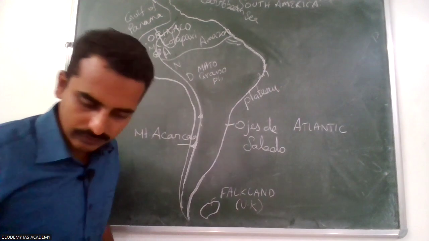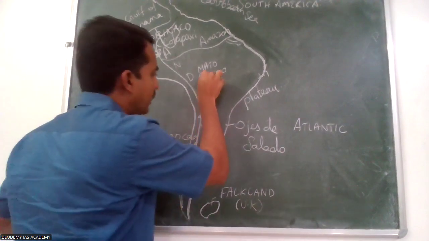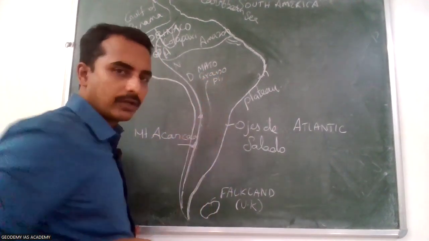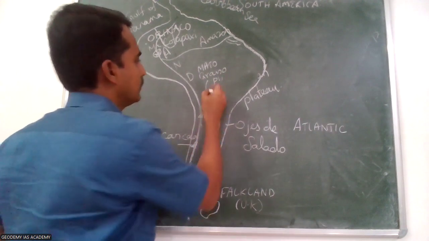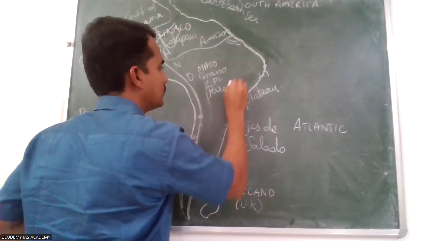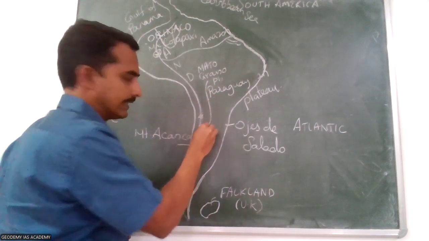So remember, I did draw a few rivers here. One is the Paraguay River, here in this part. Paraguay is a country also, and the name of the river is Paraguay River. Please note it, Paraguay River, which comes in this direction.